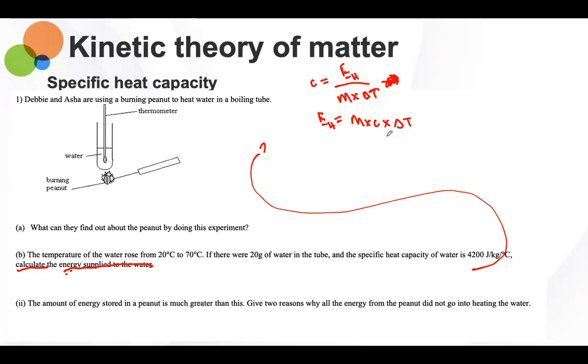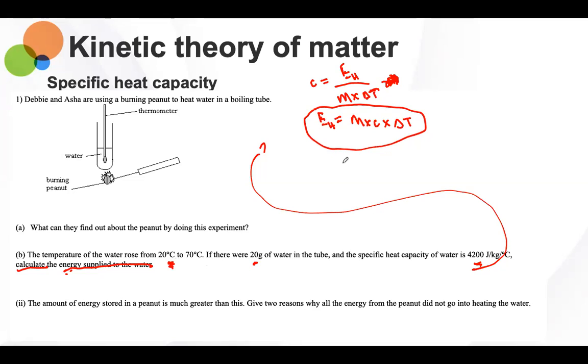So this is a much easier way to remember the formula. This seems a little confusing, but this is a much easier way. When you're trying to remember this formula, remember it this way: EH equals MC delta T. So we have our mass, our specific heat capacity, which would be c, and our change in temperature. Let's fill them out.